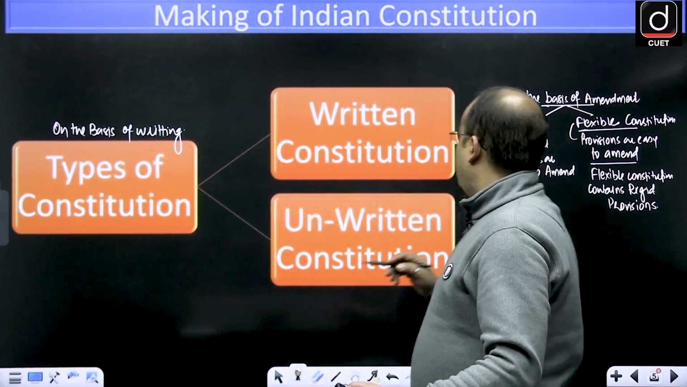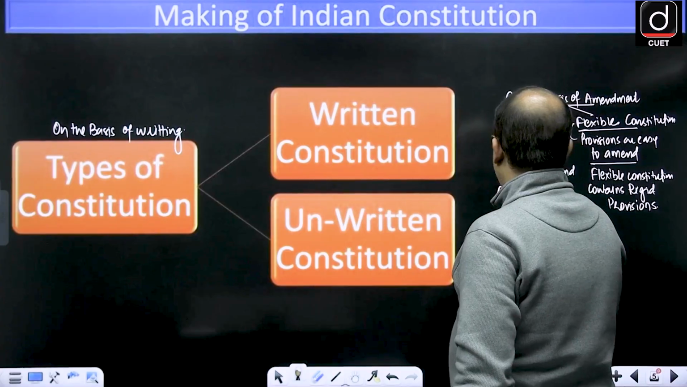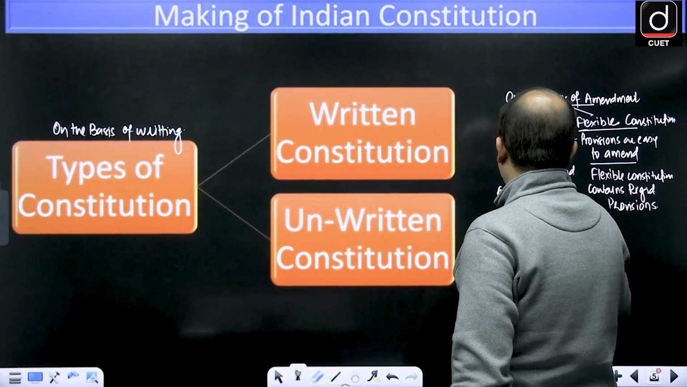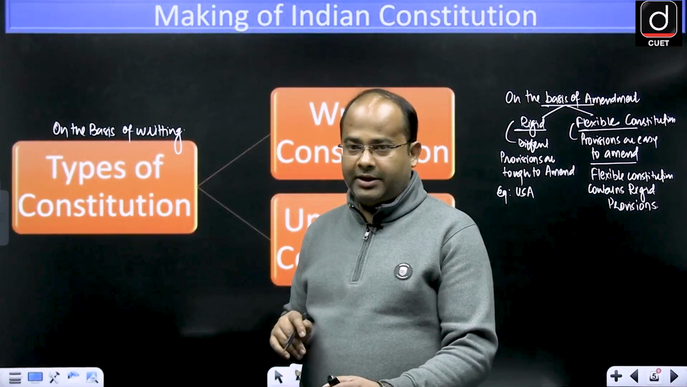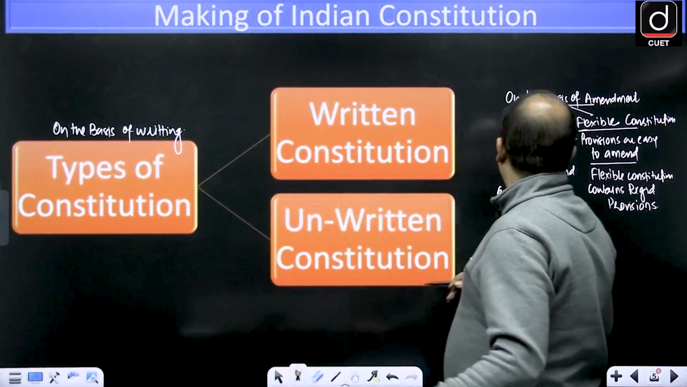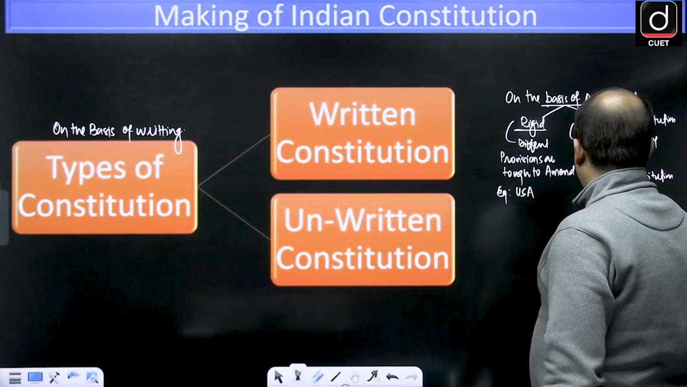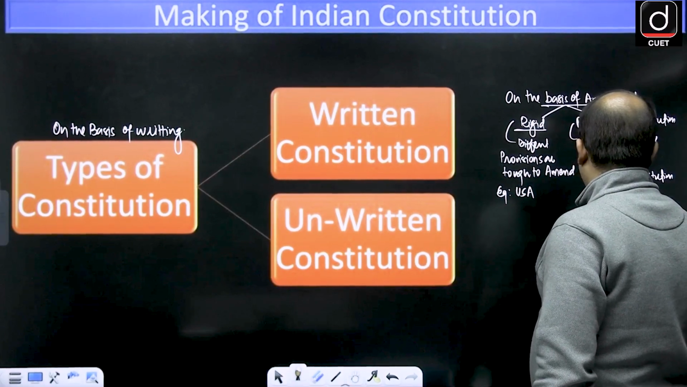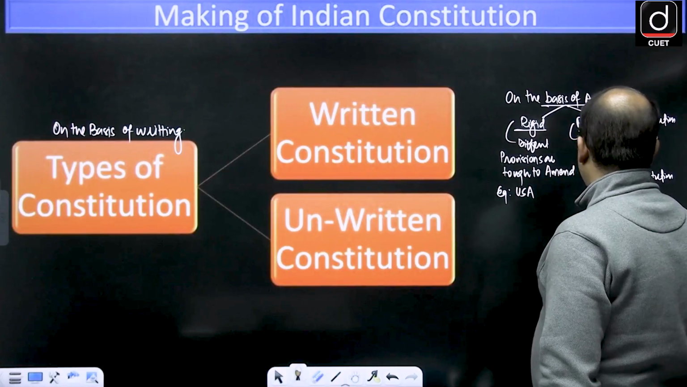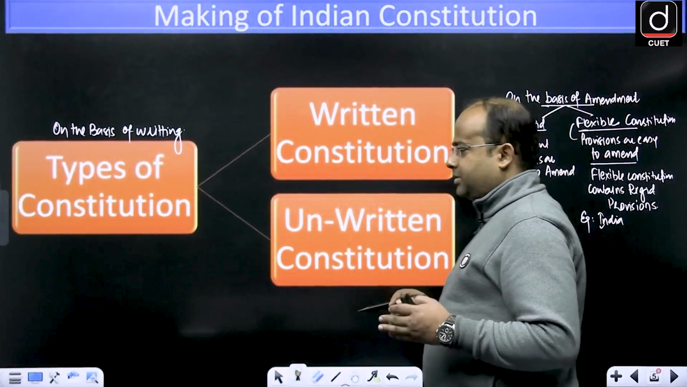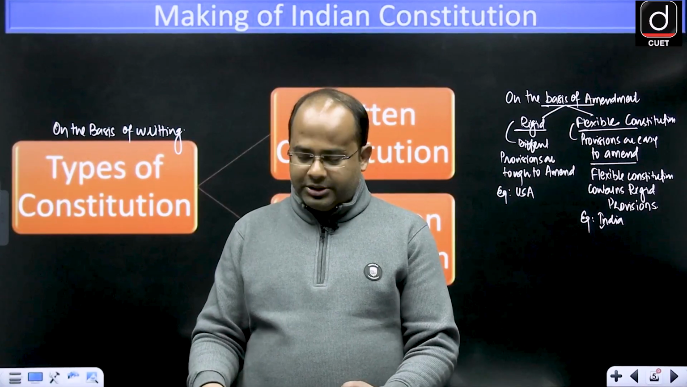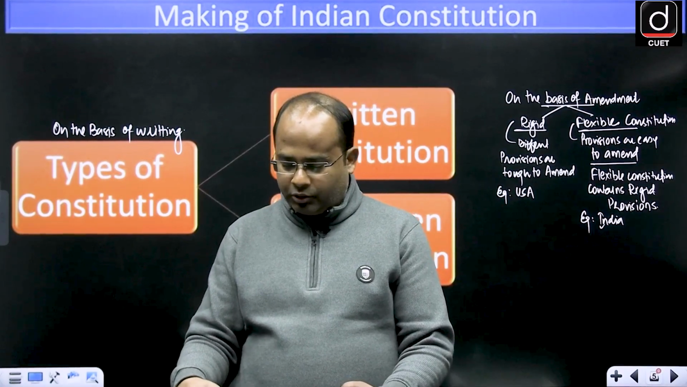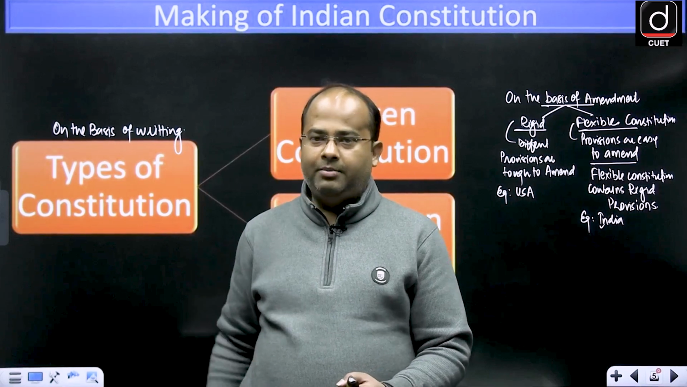Now what is the example of a rigid constitution? Example is the USA. The US constitution is rigid because the process of amendment is very tough, whereas the best example of a flexible constitution can be India, because the Indian constitution is overall flexible, but a flexible constitution also contains rigid provisions. So this is the example of the constitution based on amendability.